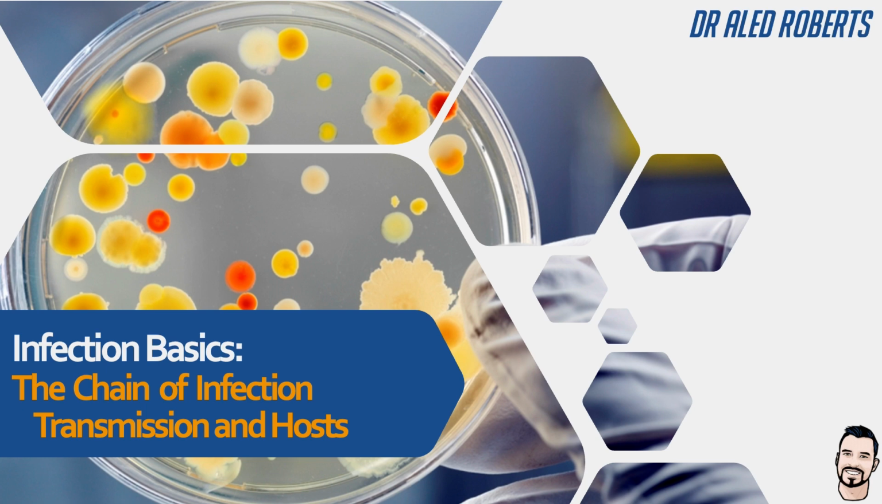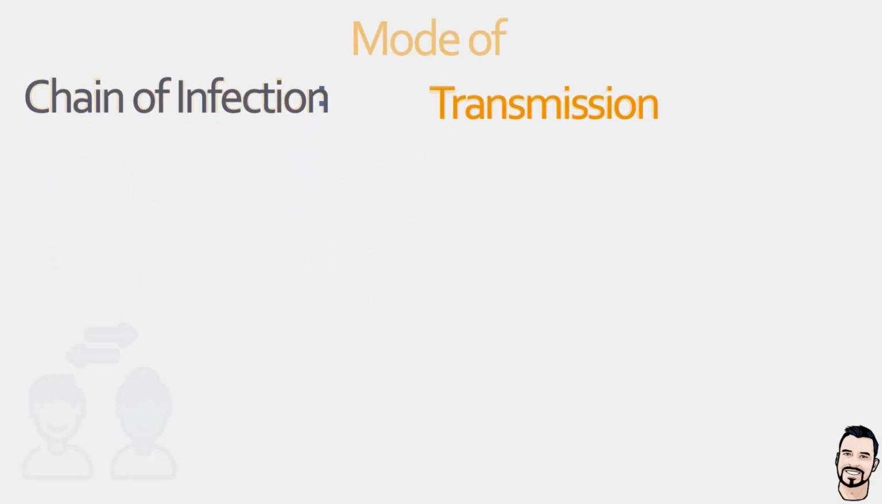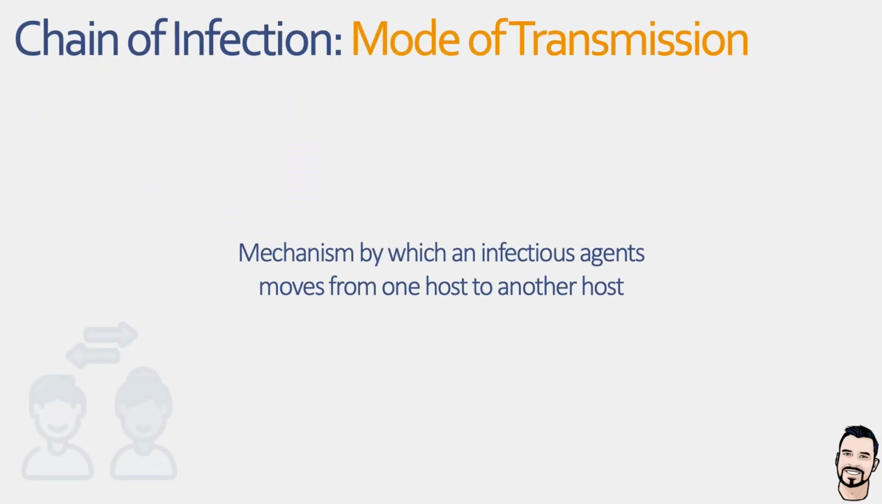I'm Dr. Aled Roberts, and in this video we're going to look at the chain of infection, so how infectious agents spread from pathogen source to susceptible host. Now this is part 2 of the video where we'll focus on the transmission of infectious agents and look at host susceptibility.